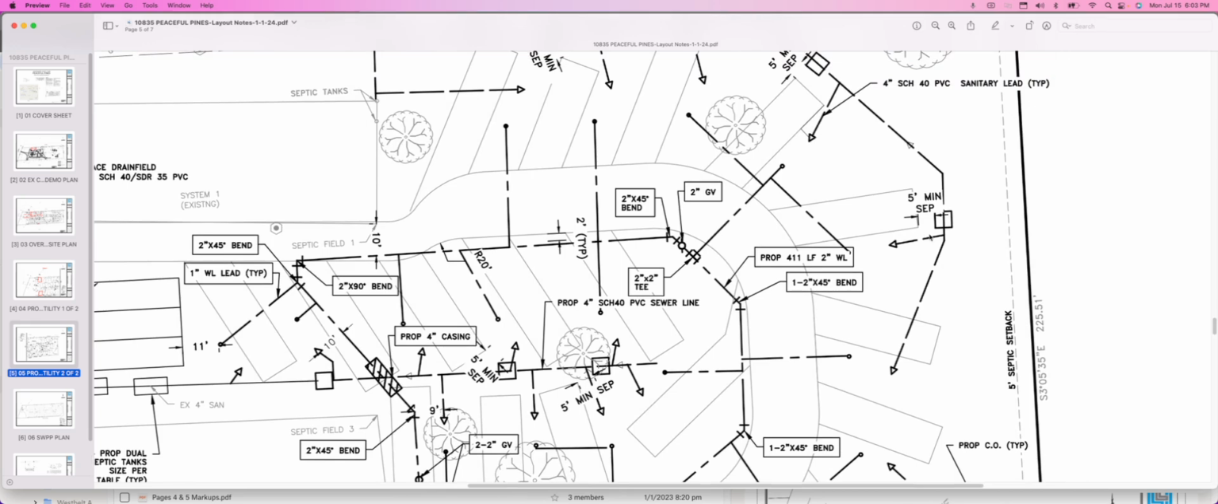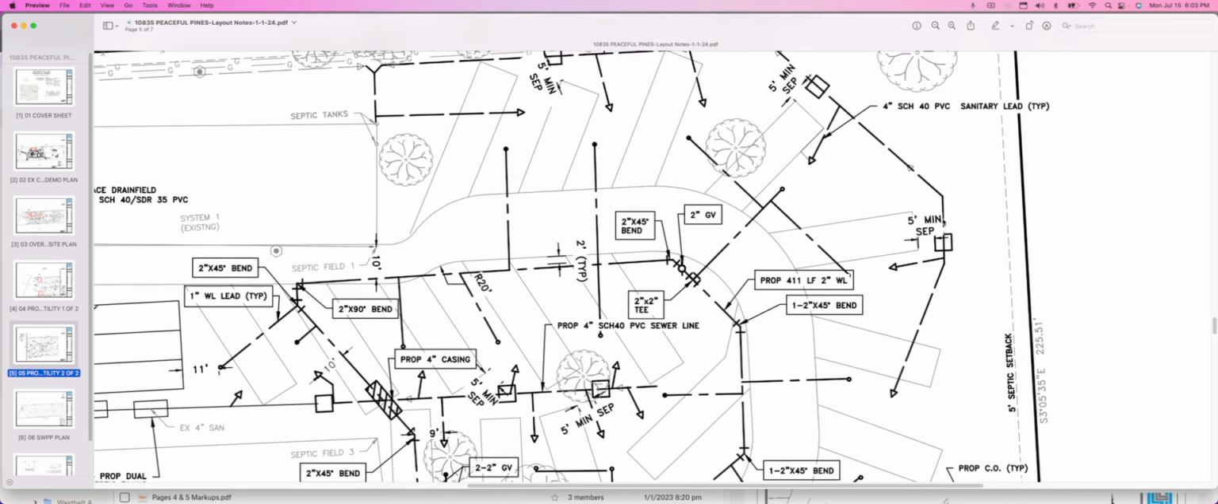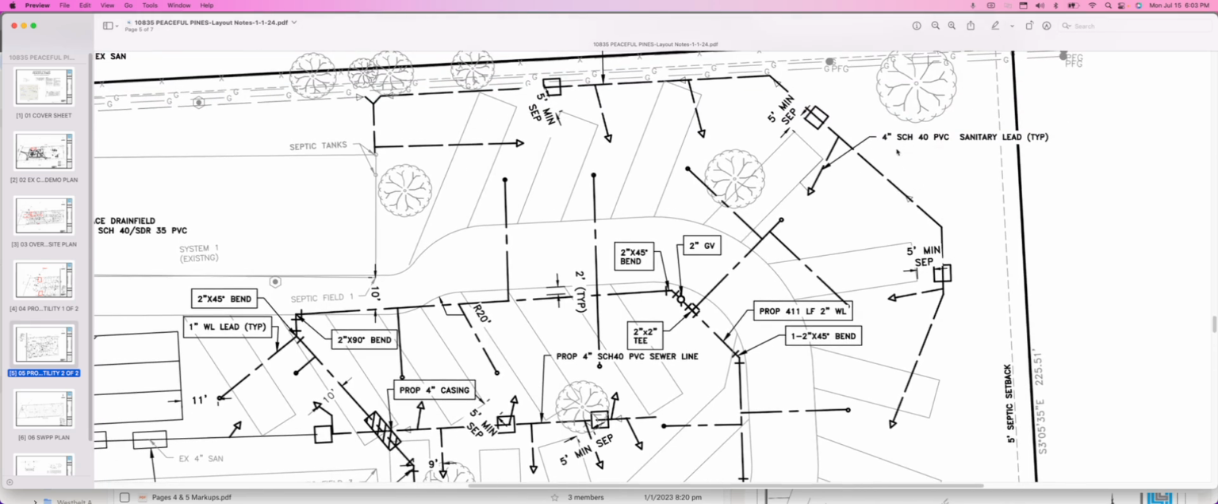Also you see here these little black boxes. Those represent trash tanks. Okay, 4-inch Schedule 40 PVC sanitary lead. This is just a 4-inch PVC pipe that's for sanitary. So in this case, for septic, right? Not for water, for septic. So you can see here, 2-inch GV, 2-inch galvanized, maybe that's probably what that means. 2-inch by 45-degree bend. So this is just a joint or something that the plumbing bends to, right?